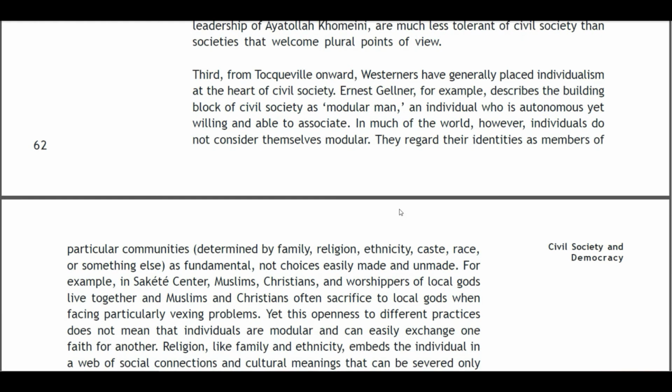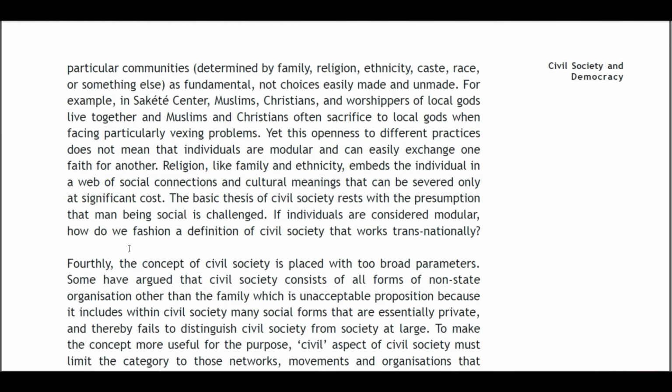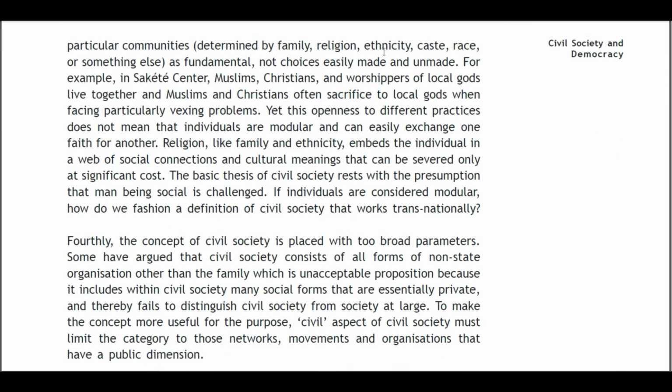Third, for decades, Westerners have generally placed individualism at the heart of civil society. Gellner, for example, describes the building block of civil society as a modular man, an individual who is autonomous yet willing and able to associate. In much of the world, however, individuals do not consider themselves modular. They regard their identities as members of particular communities, determined by family, religion, ethnicity, caste, race, or something else, as fundamental, not choices easily made and unmade.